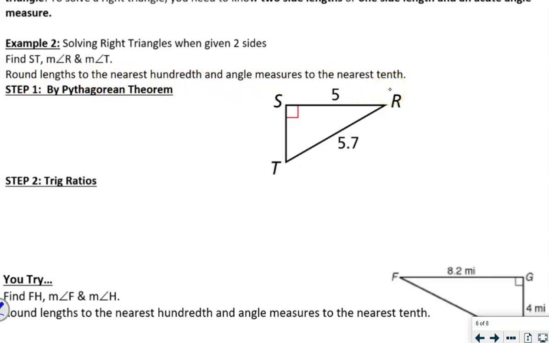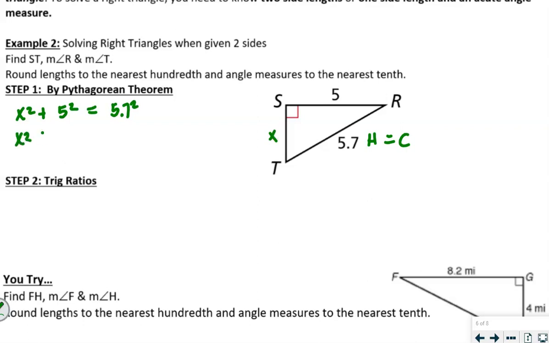So the first thing I'm going to do is, by the Pythagorean theorem, solve for ST. It's asking us for ST first, and I'm going to put an X here. If you remember, we always label the hypotenuse first. So go ahead and label the hypotenuse. We know that this is going to be our C, right, y'all? Because that's our hypotenuse. So we're going to go X squared plus 5 squared and set that equal to 5.7 squared. So 25, obviously.